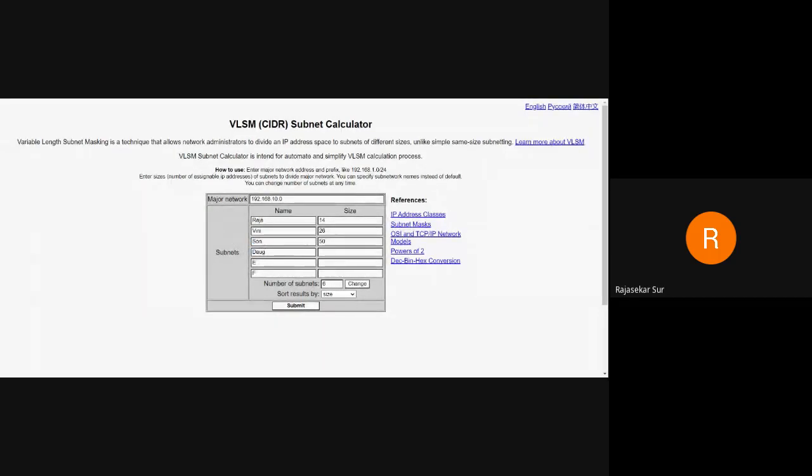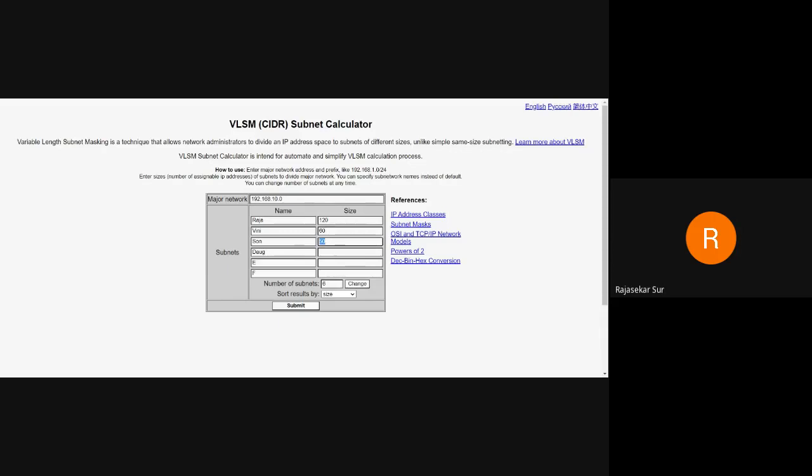So we four are there. Now, how many subnets, and what does the size mean? For the first subnet, I need 120 hosts, so I'm fixing the size. Then, for the second subnet, I'm going to fix the size at 60 hosts needed.